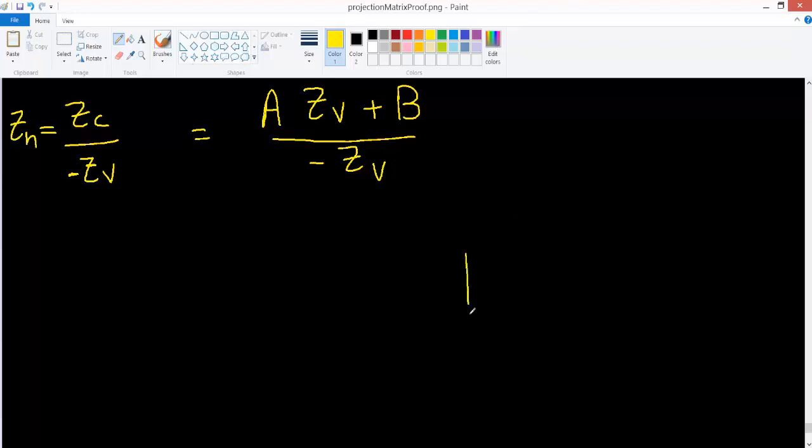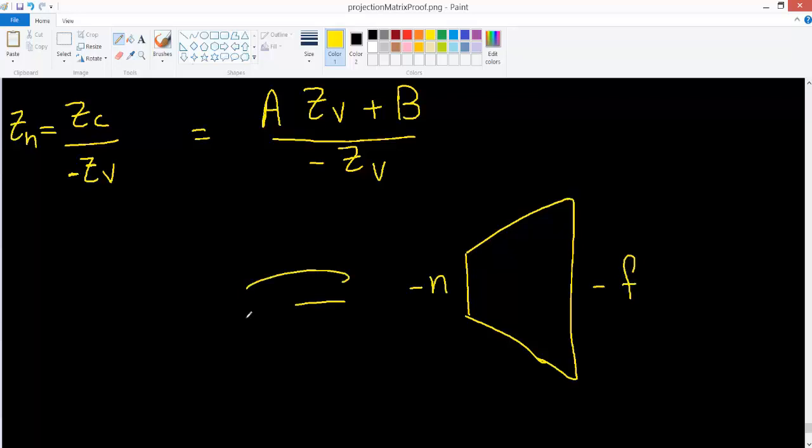We actually know that the points inside this frustum, the points between negative n and negative f, have to be mapped to be inside negative 1 and 1. But there is another OpenGL convention here: negative n gets mapped to negative 1 and the far plane gets mapped to positive 1.